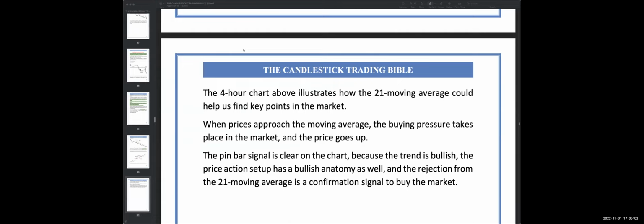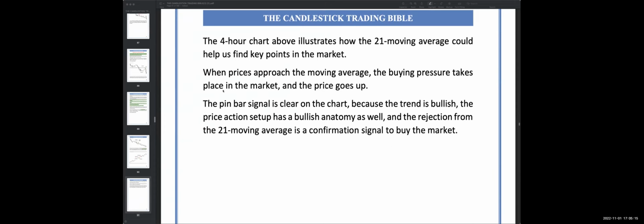All right, the 4-hour chart above illustrates how the 21 moving average could help us find key points in the market. When price approaches the moving average, buying pressure takes place in the market and the price goes up. The pin bar signal is clear on the chart because the trend is bullish. The price action setup has a bullish anatomy as well, and the rejection from the 21 moving average is a signal to buy the market.